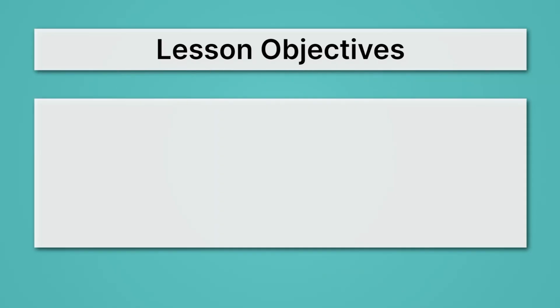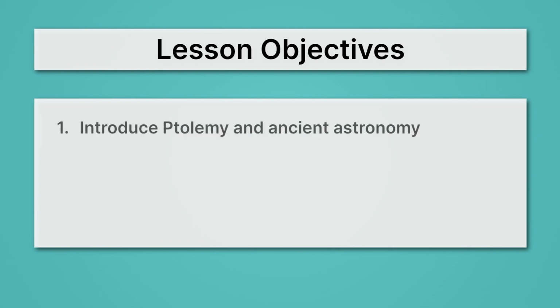Let's take a look at our lesson objectives for this introduction to Unit 5. Unit 5 is all about gravitation and the solar system. So we'll give you an overview here. First, we'll introduce Ptolemy and ancient astronomy.